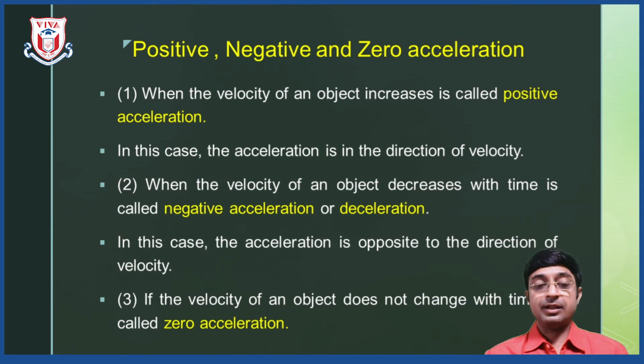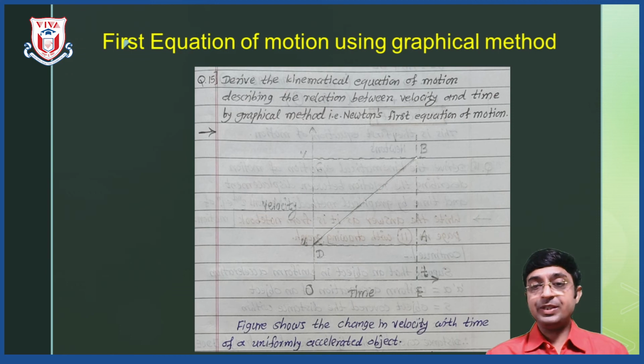Third point, zero acceleration. If the velocity of an object does not change with time, it is called zero acceleration. For example, if the object is at rest, what is the acceleration of that object? Zero acceleration. And when the object is in uniform motion, in equal intervals of time there are equal changes in velocity. That's why, if the velocity of an object does not change with time, it's called zero acceleration.